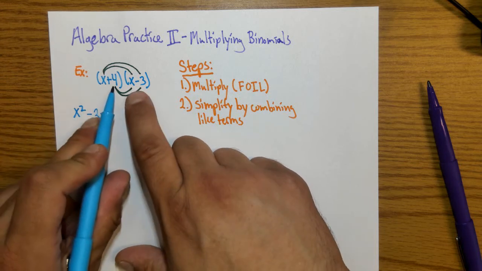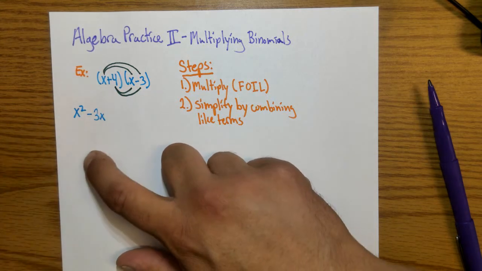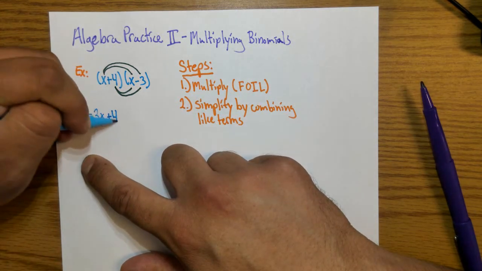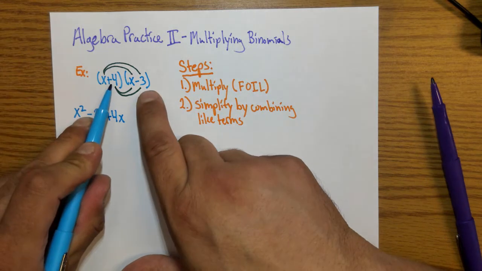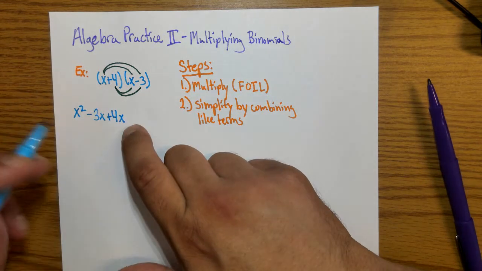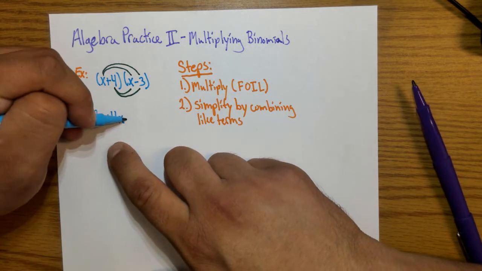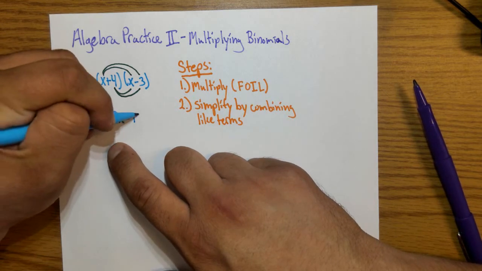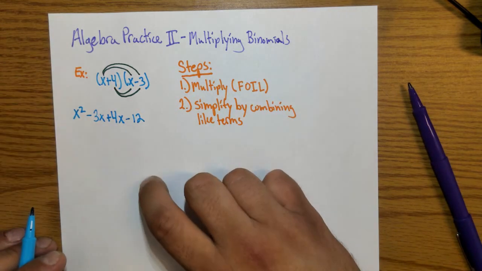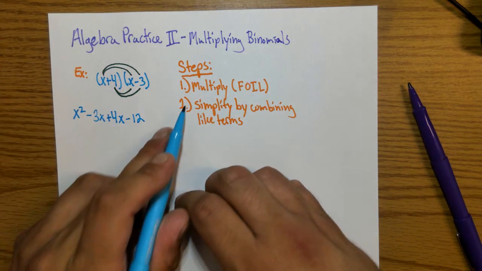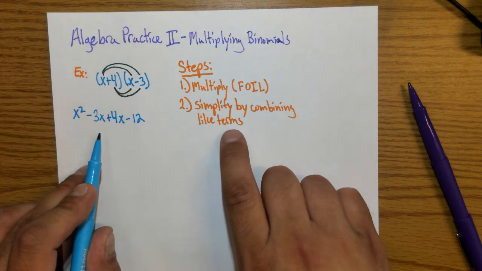And then let's do the inner. 4 times x, that's going to be a positive 4x. And then finally the last, 4 times negative 3, again, opposite signs, so we're going to have a negative. 4 times 3 is 12. So there we have it. We just multiplied by foiling. And then we want to simplify by combining like terms.